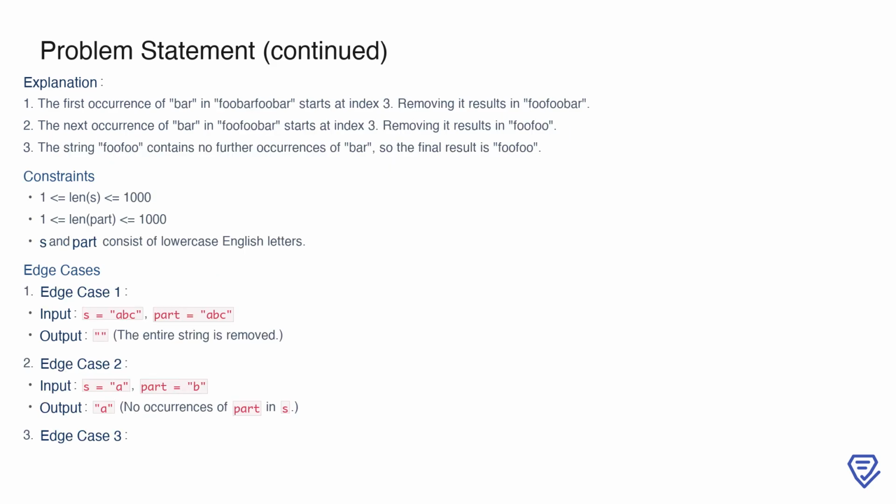In the third example, the input string S is foobar, and the substring part is bar. The first occurrence of bar is found at index 3, and removing it gives foobar. Then, we find another bar at index 3 in the updated string and remove it, resulting in foo. At this point, the string foo has no further occurrences of bar, so the final result is foo. This illustrates the iterative nature of the process, where each removal updates the string and the search continues until no more instances of the substring are found.